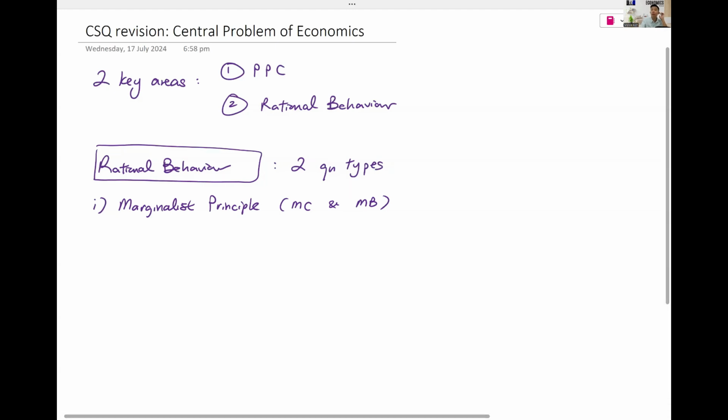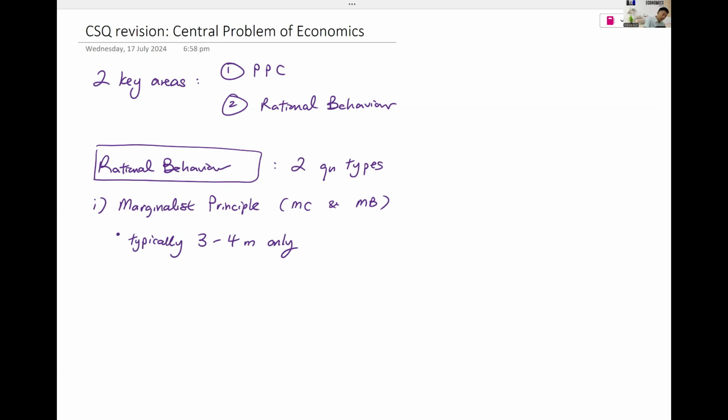It's actually not so easy to identify where it came from. Sometimes it's very hard to see, is this marginalist or is it not? But we can start with some pointers. So the nature of marginalist principle questions is typically 3 to 4 marks only. Bearing in mind this is a case study, so 3 to 4 mark questions are very possible, right? Very likely.